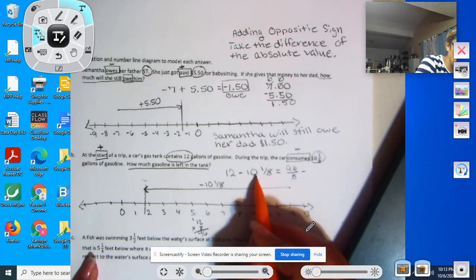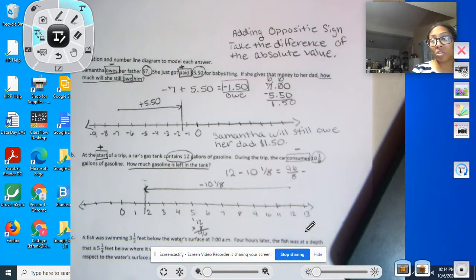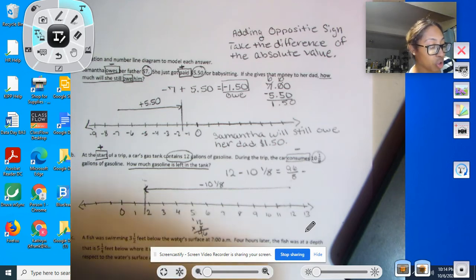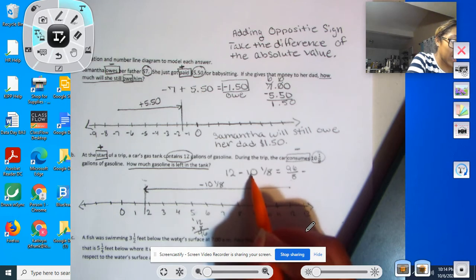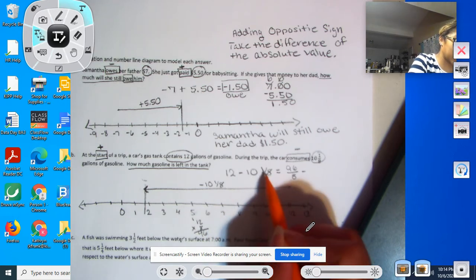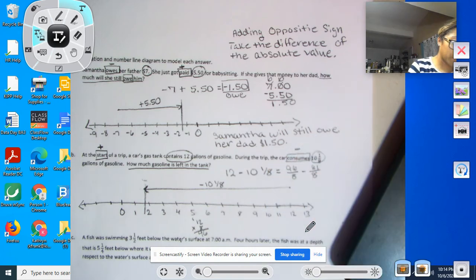Now, this 10 and 1/8, I don't want it as a mixed number. I'm going to turn it into an improper fraction to make it easier for us to be able to subtract. So how many eighths are in 10 wholes? Well, that's 10 times 8. That's just 80. Plus this 1/8 that's right here. So that's a total of 81 eighths.